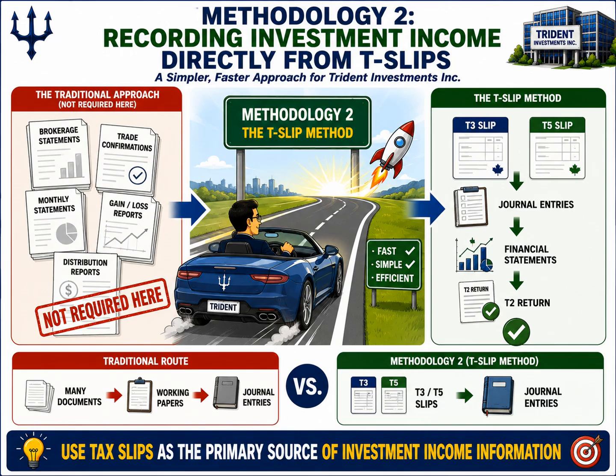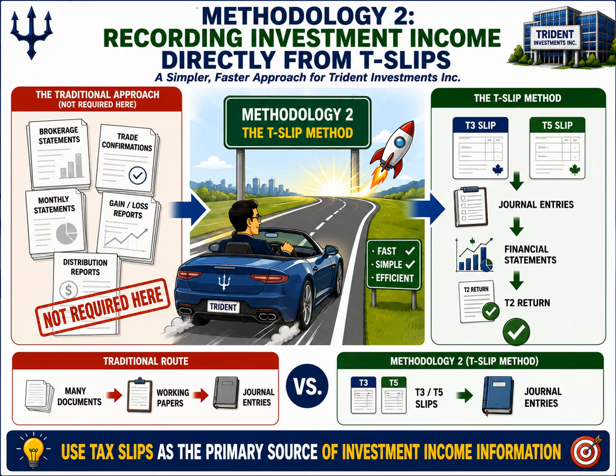From those documents, detailed working papers are prepared. The working papers are then used to create journal entries, which flow into the financial statements and ultimately into the T2 return. This approach provides a high level of detail, but it also requires more time and effort. Now look at the right side of the slide. With Methodology 2, the process becomes much simpler.